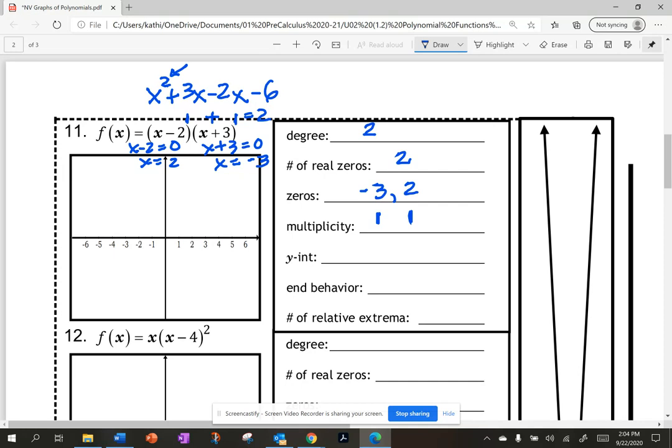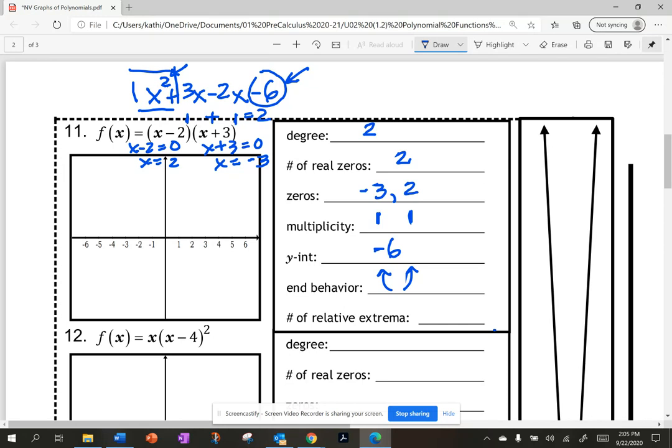My y-intercept, I got that from my constant term. So my y-intercept is minus 6. My end behavior, I get that by looking at my leading term. So I have a positive coefficient and an even power. So I know I begin and end at positive infinity. And the number of extrema, I'm going to be looking at the graph to do that.